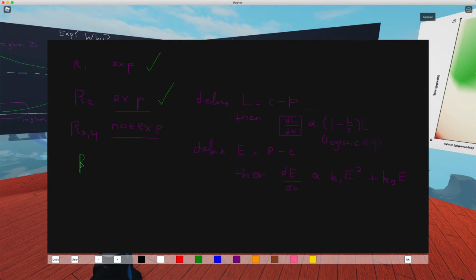Let's do R3 and R4 separately. So you say they're both not exponential, and your argument for R4 is what? For R3 and R4, I thought you could do them in the same way. Maybe I've made a mistake. But I looked at the excess beyond C. So I defined that excess as P minus C, and then I tried to figure out that differential equation. And it came out with a quadratic term and a linear term. And so I think because of the quadratic term, it's not exponential. Yep. Okay, that's correct for 3, but I would disagree about 4.